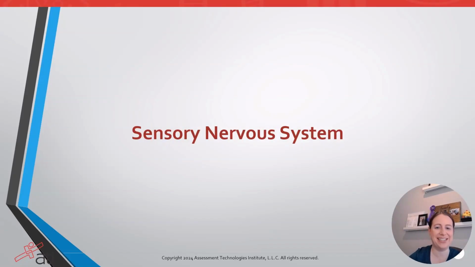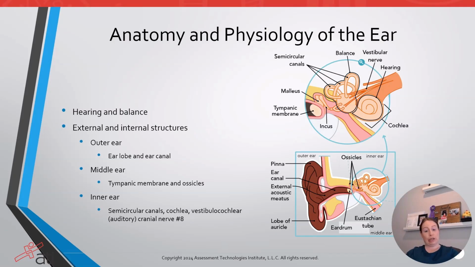Sensory nervous system. Let's talk about that. We're going to talk about the ear and the eye. Okay, so just really quickly, this is the anatomy of your ear. You have your outer ear, you have your middle ear, and you have your inner ear. Your ear helps you with hearing and with balance.